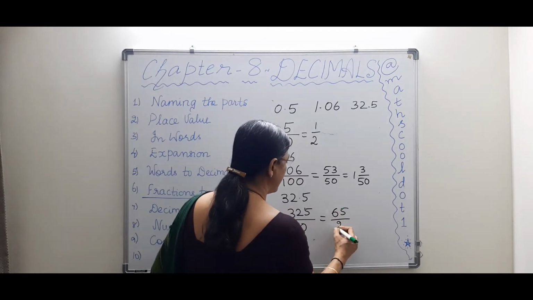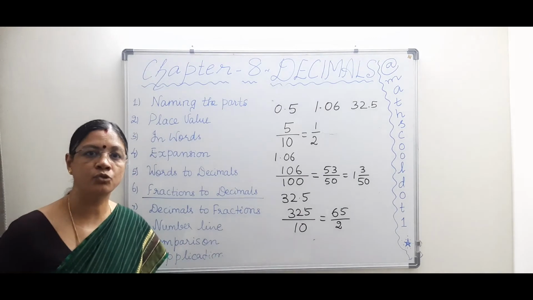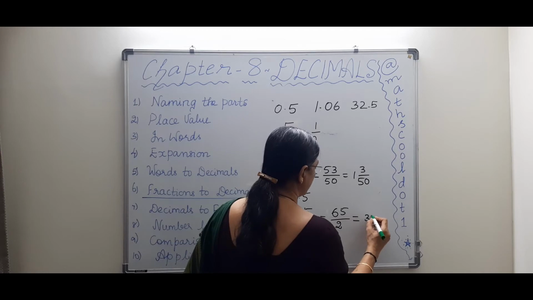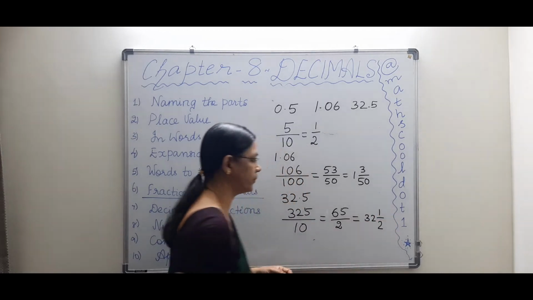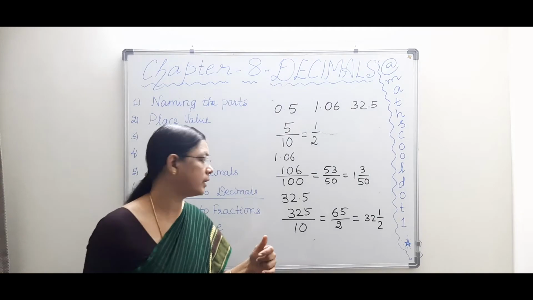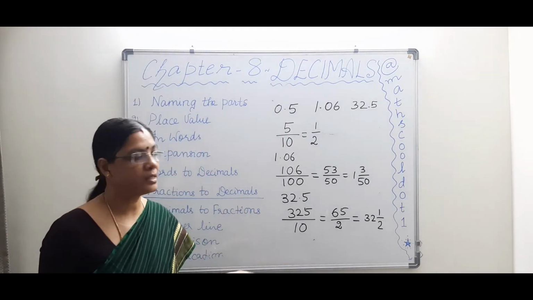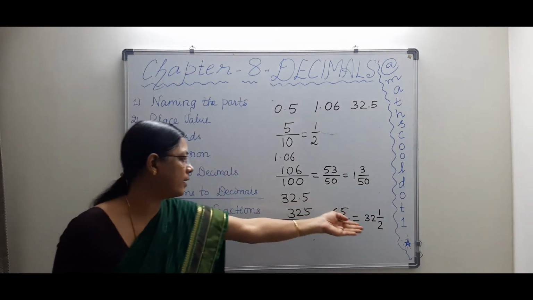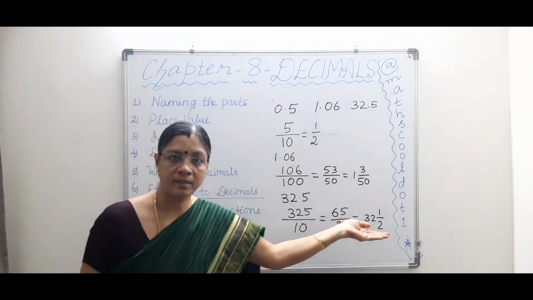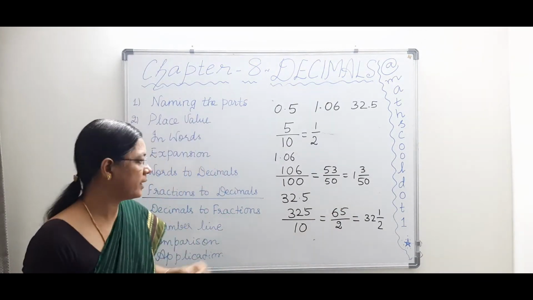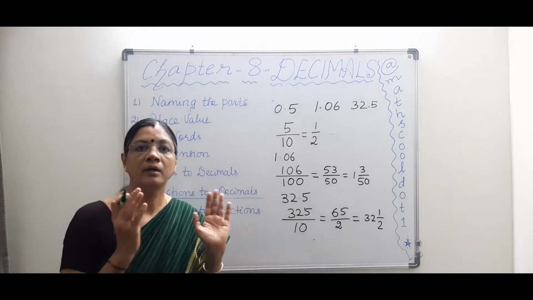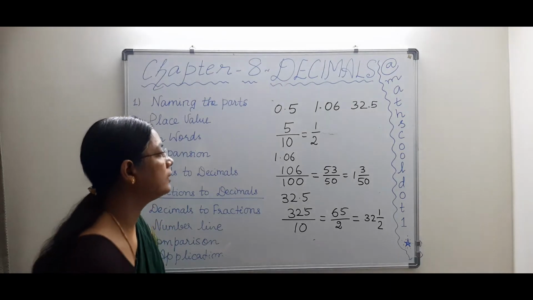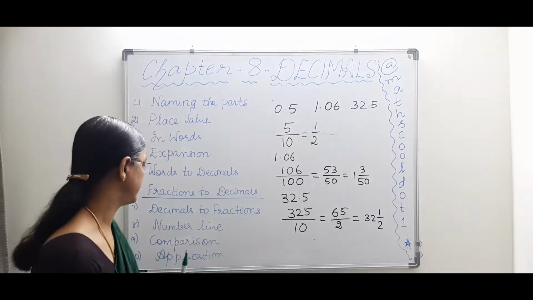5 sixes are 30, so 65 divided by 2. Now 65 divided by 2 can be written in the mixed fractional form. So 2 threes are 6, giving 32 and a half. 32 and 1 by 2 is the fractional equivalent of 32.5. Clear? So 32 1 by 2, 32 and a half, and 32.5 are one and the same. So this is the method by which we convert decimal numbers to fractions.